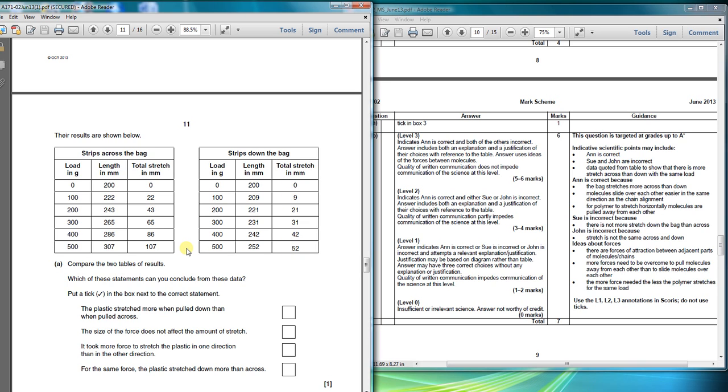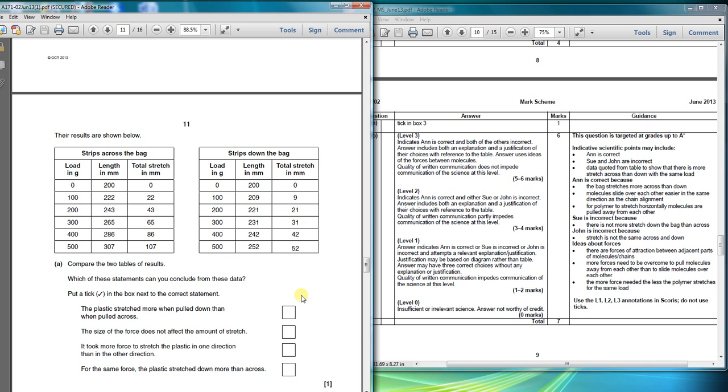Question A says compare the two tables of results. Which of these statements can you conclude from the data? You've got to put a tick in the correct box. The first statement: the plastic stretched more when pulled down than when pulled across. So let's have a look at down. For example, 500 grams down was 52 stretch, 500 grams across was 107. So that is not correct because it stretched more across than it did down. You can see that for any of the other data points, 42, 86, 31, 65, 9, 22. It stretches more across than down, so the first one is wrong.